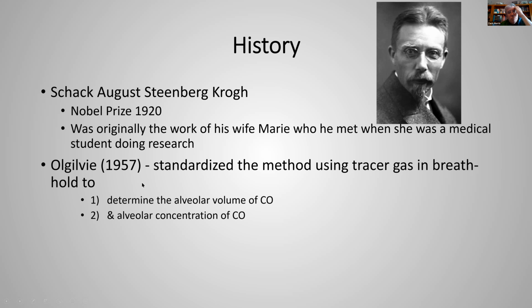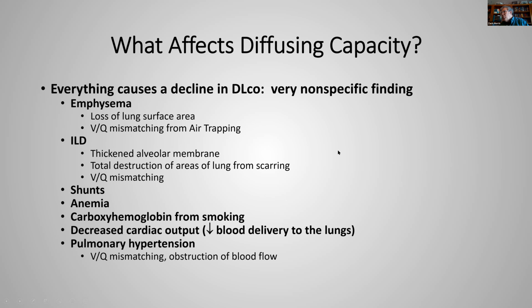It was standardized a little bit more by Ogilvie in 1957 using tracer gases and breath holding to determine the alveolar volumes and concentration of CO on this. Now, they give Marie some credit, though, which is kind of interesting. They ended up having three sons, and all of them ended up being like Nobel laureates and prize winners in chemistry and physics and things. So quite the family.